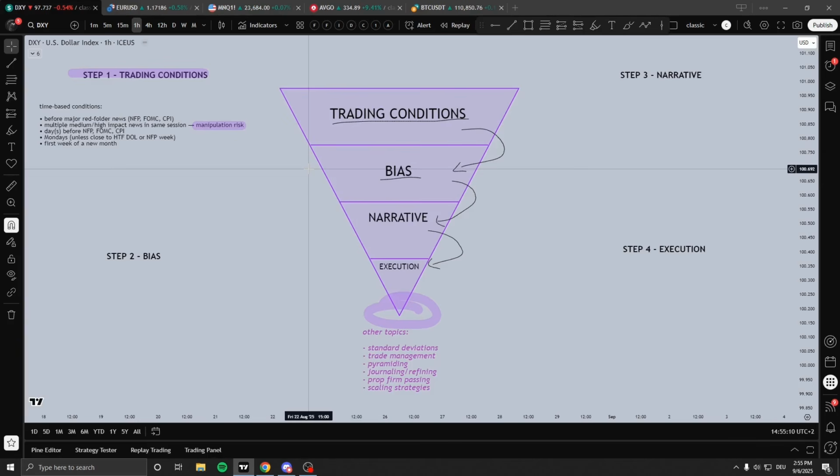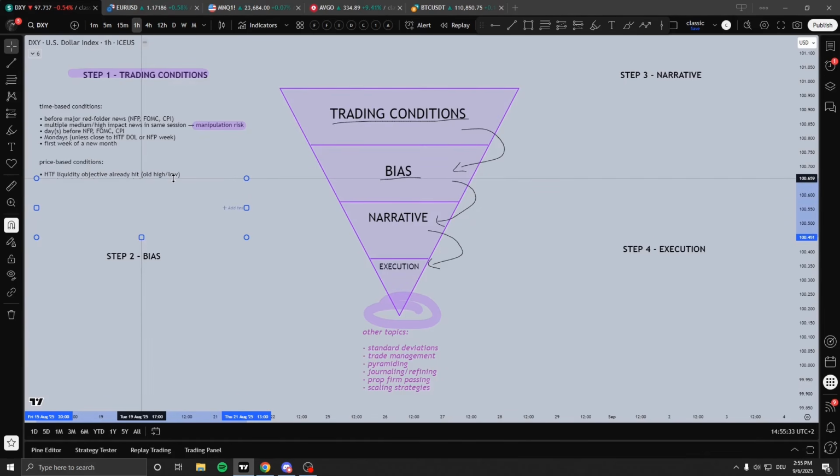I am taking fewer trades in the first week of the month, and then my focus is usually in the second, third, heading into the fourth week of the month. Again, same as we use the Monday for the weekly candle, I use the first week of the month for the monthly candle narrative. There we come now to the price-based conditions.